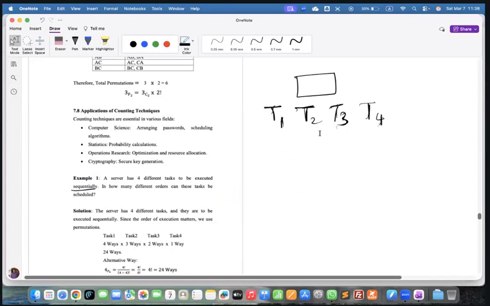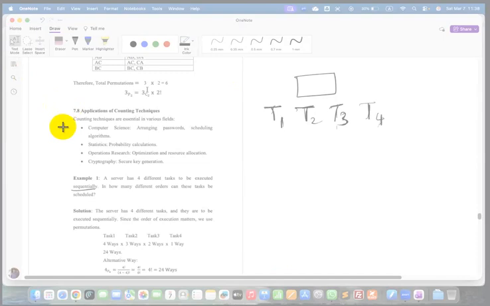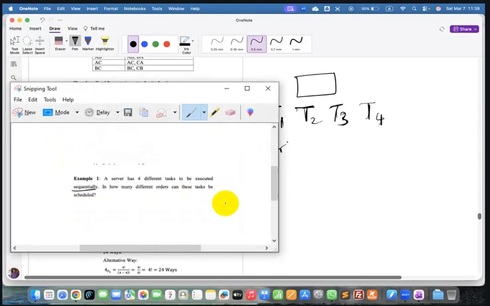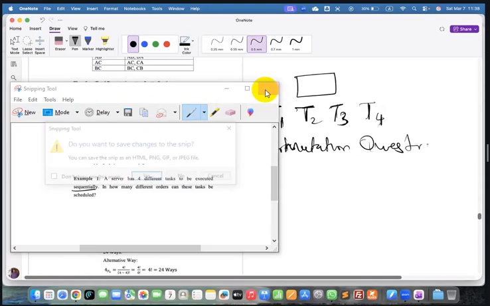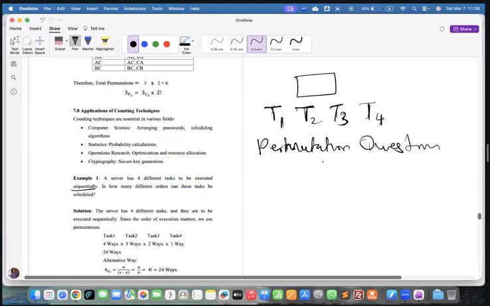The term "sequentially" means they are giving high priority to order, the order in which we are providing the tasks. So based on that term, we can take a decision. This is a permutation question. This is how we can take the decision based on the question, right?